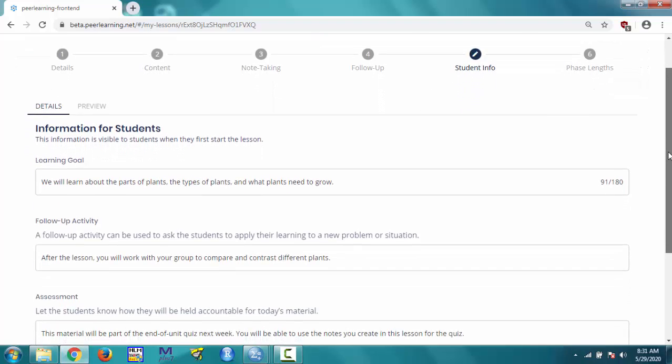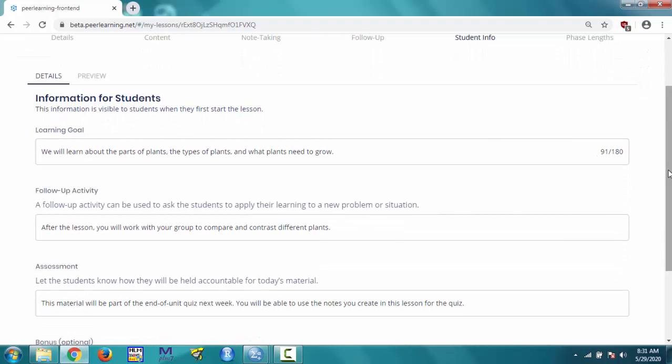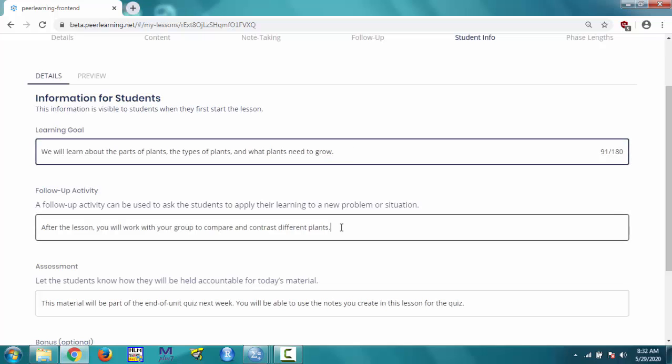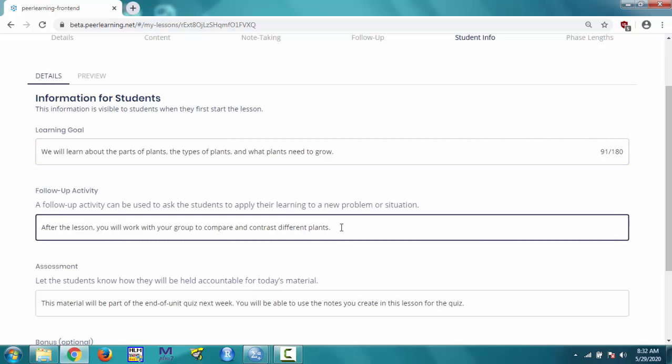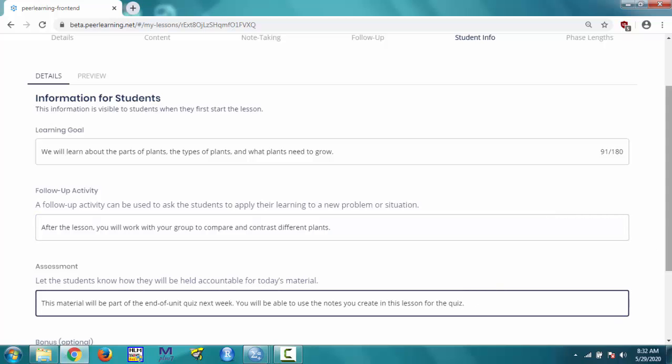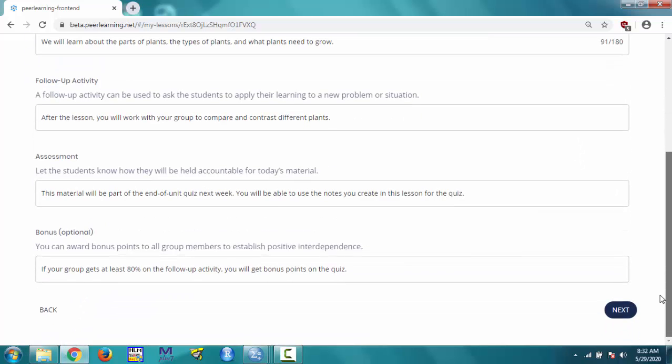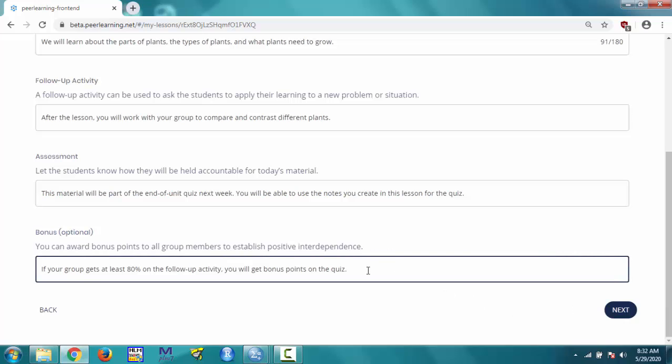In this step, we put information in that is meant to guide the students in understanding the purpose of the lesson. We will give each lesson a learning goal. We will describe the follow-up activity if there is one. We will describe the way in which students will be assessed for what they will be learning during this lesson. And finally, we may elect to create a bonus in which students are incentivized to become interested in the learning of their colleagues in their group.